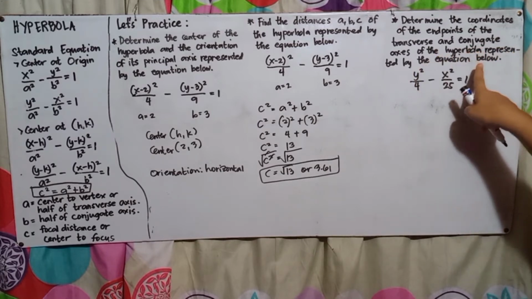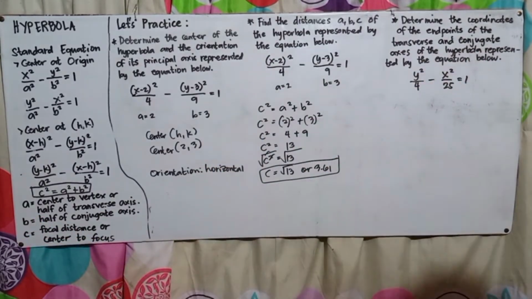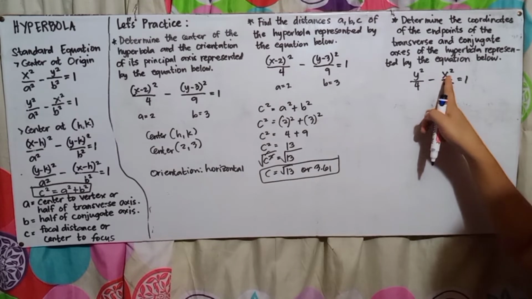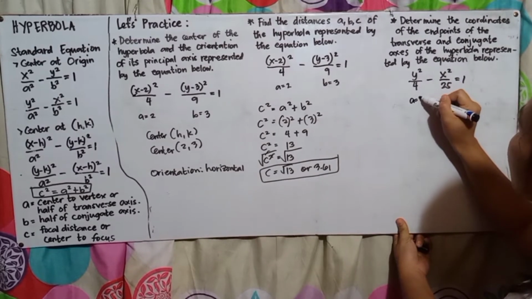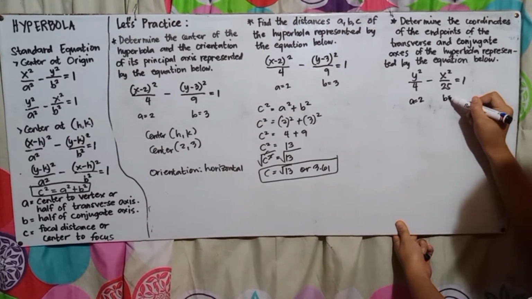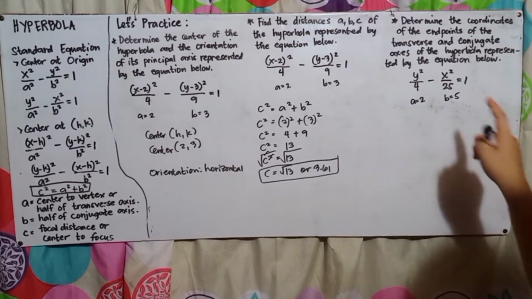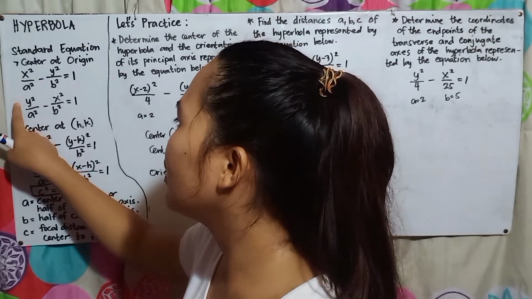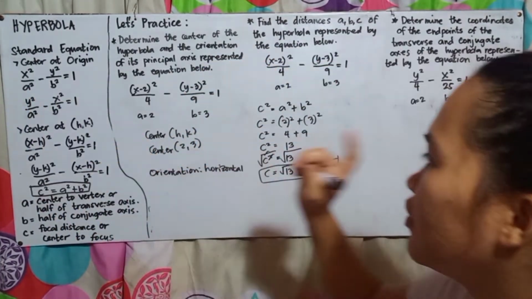Okay, next. Determine the coordinates of the endpoints of the transverse axis and conjugate axis of the hyperbola represented by the equation below: y squared over 4 minus x squared over 25 equals 1. So our a is 2, since 2 times 2 is 4, and our b is 5, since 5 times 5 is 25. Since y squared comes first, our graph is vertical.